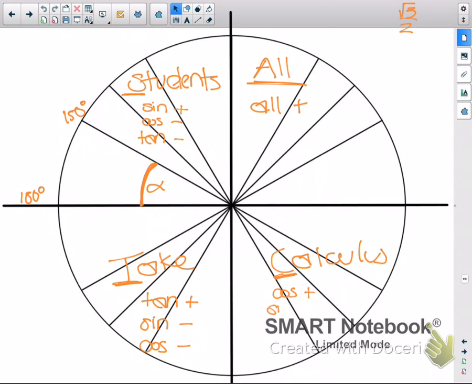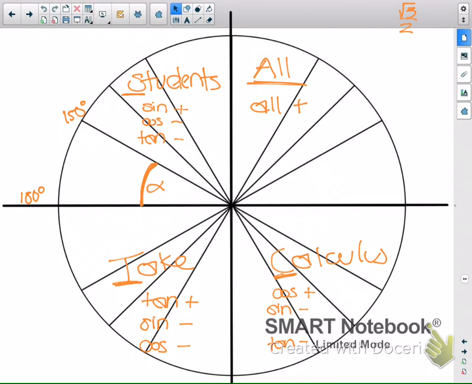Positive, and therefore sine is negative and tangent is negative. Now, we're not going to do a whole lot with the three reciprocal ones, not today at least, next class we will. The reciprocal ones go with the ones that they go with. So if sine is positive, so is its reciprocal. If cosine's negative, so is its reciprocal.